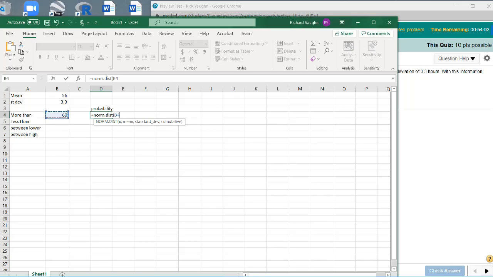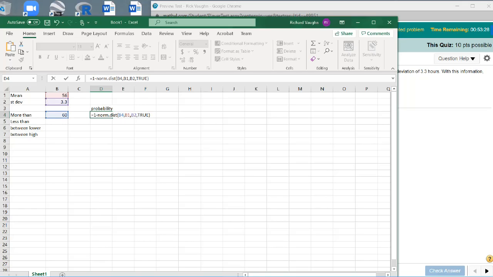So the value is going to be this 60. The mean is going to be the 56. The standard deviation is going to be 3.3. And the cumulative is saying all of the values up to and including that value, not just at the number itself, which is generally for these problems going to be true. All right, now the problem is that actually in Excel, this will always find the left side, the lower side, which is the less than side. So because I want more than, I'm going to have to put in 1 minus to do the complement.